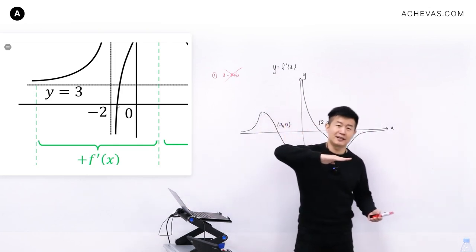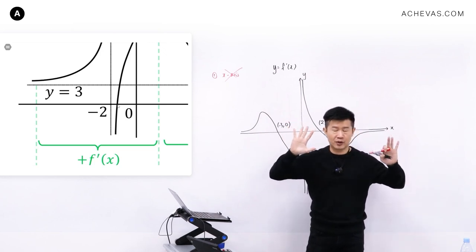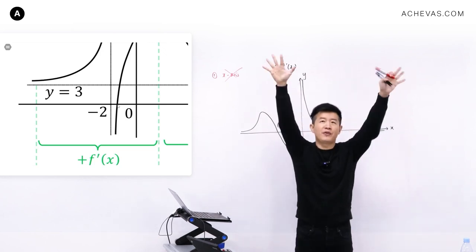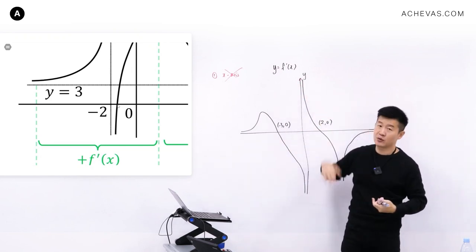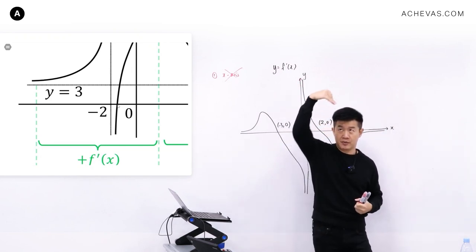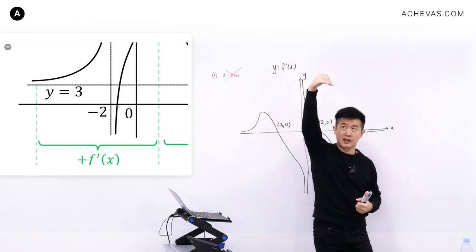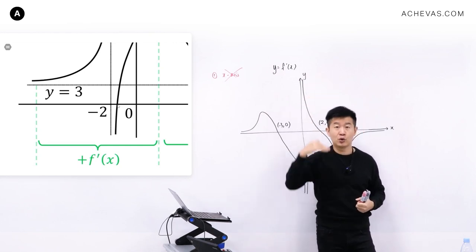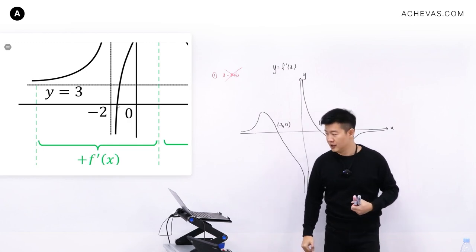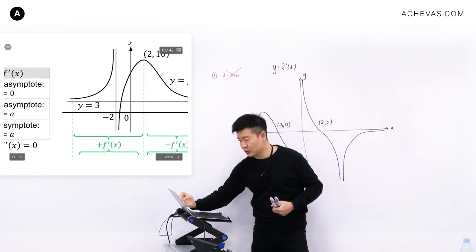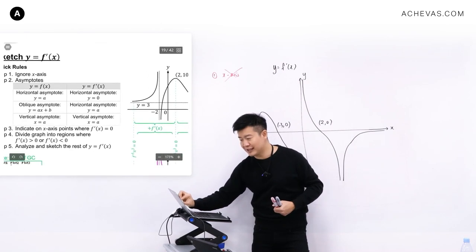The moment I ignore the x-axis, it immediately tells me that for the graph of f x, regardless of whether I push it very high up or move it very low, I'm still going to be generating the same graph of y is equal to f prime x. Because for that same x, the gradient, regardless of whether the graph is very high or very low, remains exactly the same.